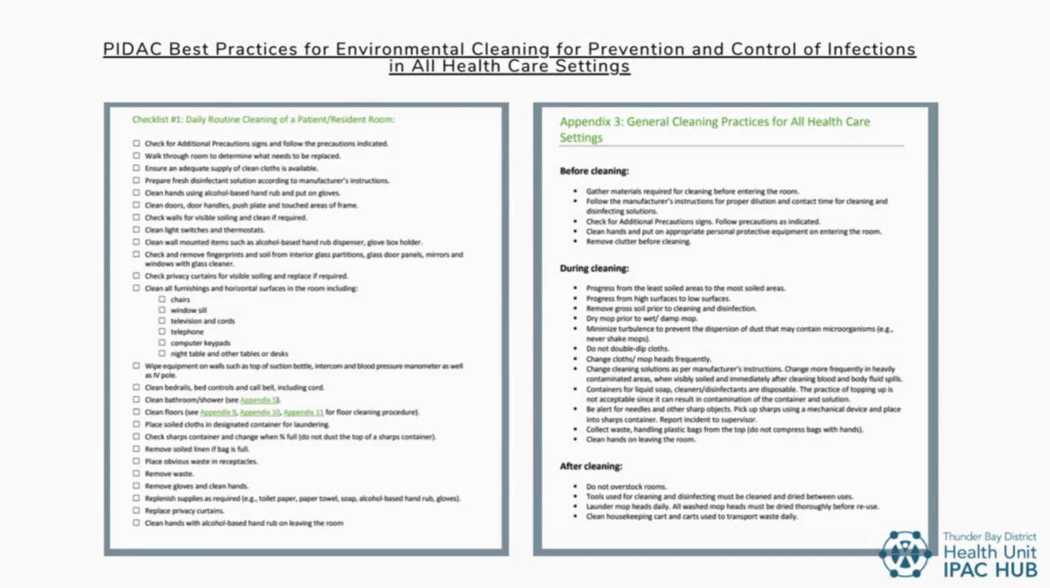From the best practices document, here are some resources found in the appendices. On the left side, we have a checklist for routine daily cleaning of a client room. It's a good base that you can add or subtract from to meet your facility goals. If you don't already have your own, you can just use it as a reference and determine if you need to adjust your list. On the right side, Appendix 3 is a general flow for all healthcare settings. This is beneficial if your facility doesn't already have something in place.